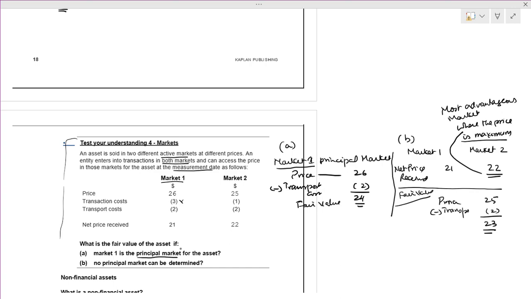Is it? It comes to how much? 23. Yes. Are you clear about this? Yes, sir. The purpose of doing this is, if you take the principal market, or if you take the most advantageous market, and if you take the transaction cost, how the transaction cost plays a very significant role.